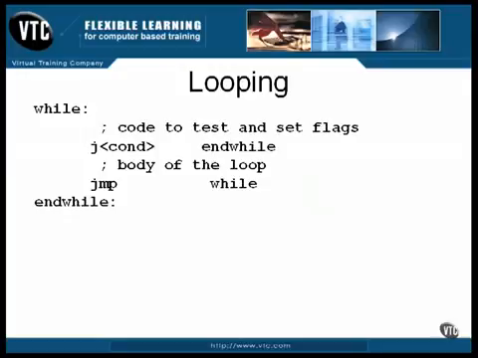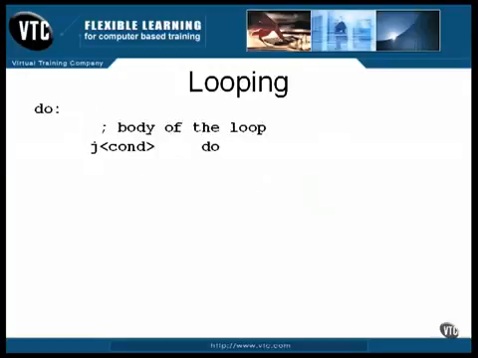The other basic form is the do-while loop, or do loop, where the test is made at the bottom of the loop. This is a simpler structure, requiring only one label. In this one, the test is made at the bottom of the loop. The main difference between the two is that in the do-while loop, the body of the loop is always executed at least once.